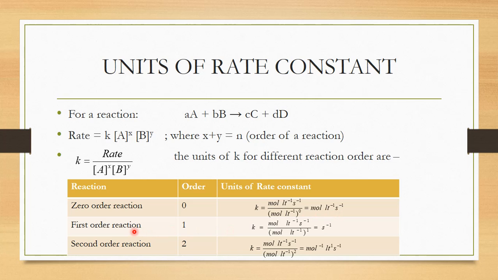For a first order reaction, you can calculate the units as moles per liter per second divided by moles per liter raised to power 1. So, it will come to be second inverse. Similarly, you can calculate the units of k for any order of reaction, maybe 2, maybe 1.5, maybe 0.5, etc.